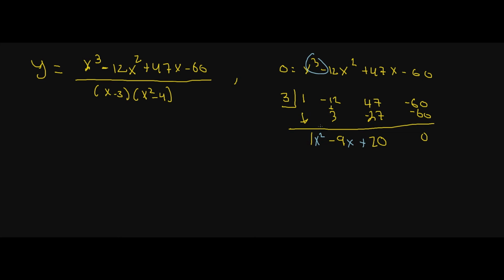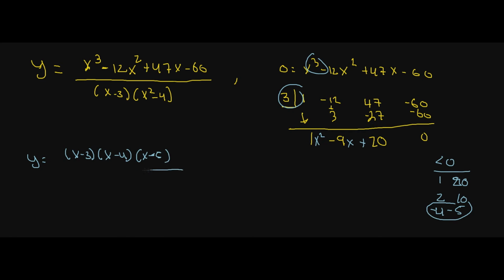So now let's find all the factors of 20: 1 and 20, 2 and 10, and 4 and 5. Well, if I make both of these negative, they'll add up to give me negative 9 and positive 20 when you multiply them. So now I'm going to rewrite the top. We knew 3 was a root, so x minus 3, and we're going to get x minus 4 and x minus 5 on the numerator, and on the bottom we're going to get x minus 3.